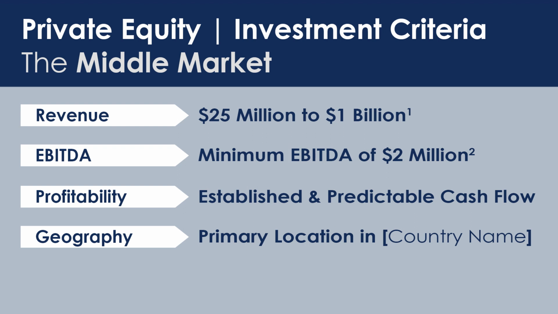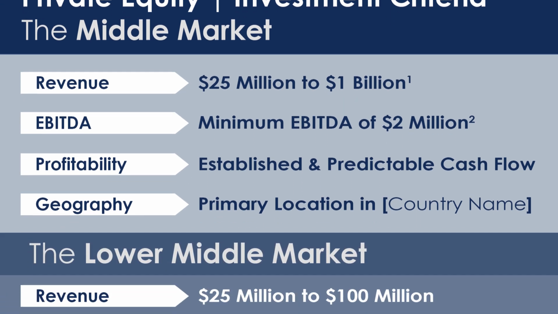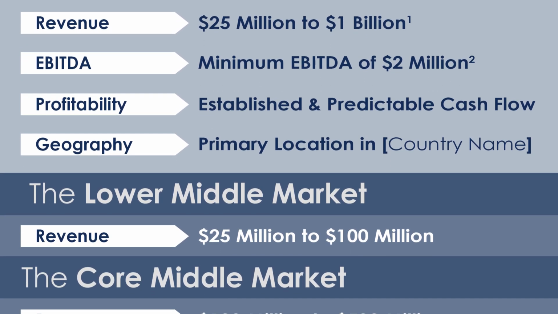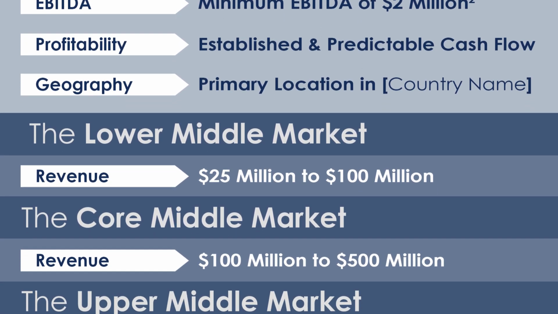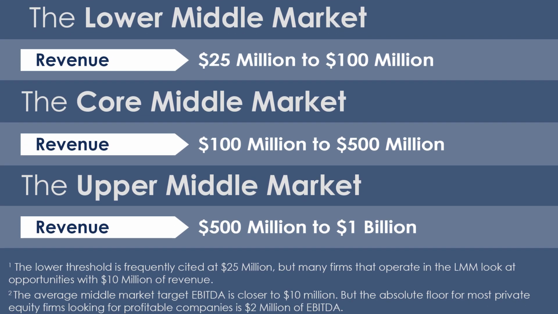The middle market, for example, is broken down into three tiers. The lower middle market, which is focused on opportunities with 25 million to 100 million of revenue. The core middle market, which is focused on opportunities with 100 million to 500 million of revenue. And the upper middle market, which is focused on opportunities with 500 million to 1 billion of revenue.